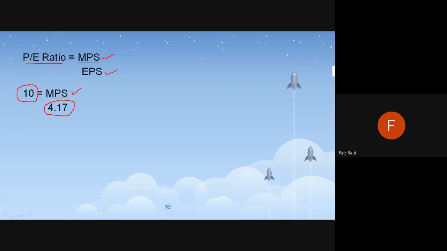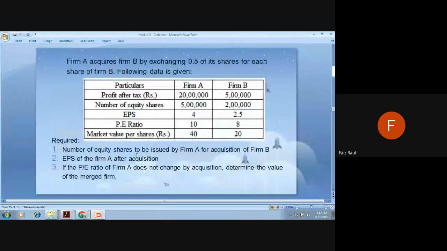Okay, MPS was already given. Now MPS we need to find out because it is given in the question that PE ratio should be equal to 10. It is given that the PE ratio of the firm does not change by acquisition. After acquisition also it will remain 10.